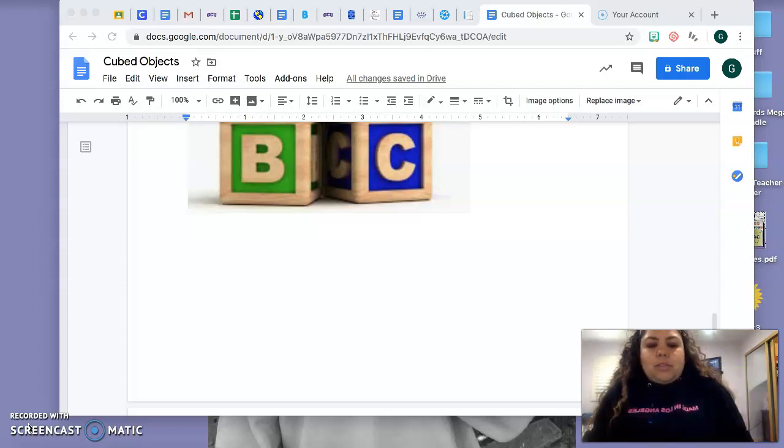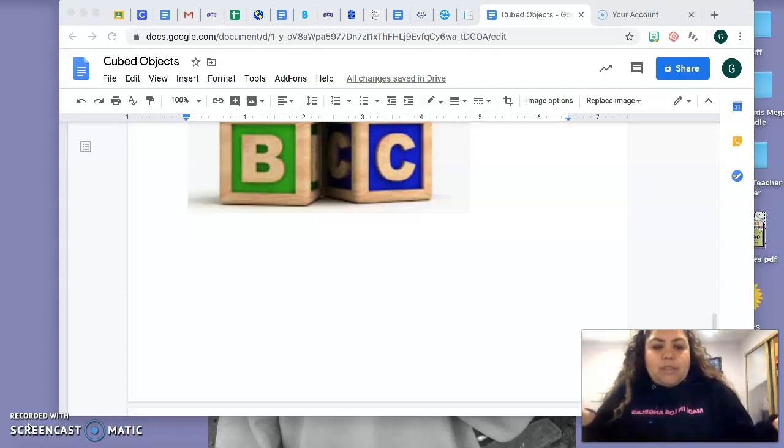So make sure you respond to the Flipgrid with everything that you have found that is shaped like a cube. A cube is a little bit trickier to find things, but I know you could do it.